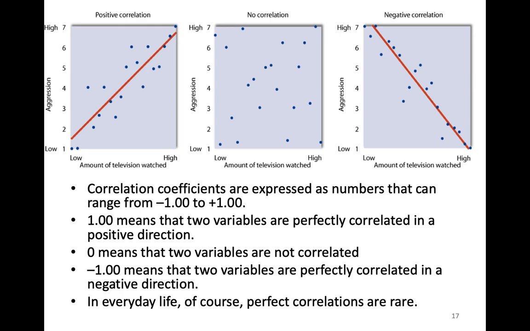Correlation coefficients are expressed as a single number, and this number can range from negative 1.0 to positive 1.0. A positive 1.0, or 1.00 here, means that two variables are perfectly correlated in a positive direction. So in a particular sample of scores, the highest score on one variable goes with the highest score on the second variable. The second highest score on one variable goes with the second highest score on the other. The lowest score on one variable goes with the lowest score on the other. So that's perfectly correlated.